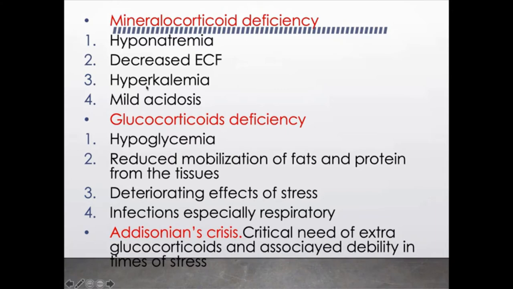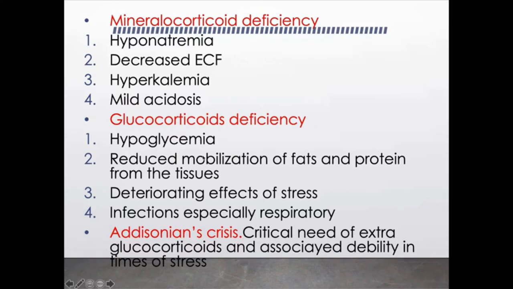Again, you have already studied that hyperkalemia occurs because aldosterone causes the secretion of potassium into the tubular lumen. So if there is less aldosterone, the secretion of potassium will not occur. It will lead to hyperkalemia, and whenever there is hyperkalemia, it affects muscular activity, especially causing cardiac abnormalities in the cardiac action potentials.